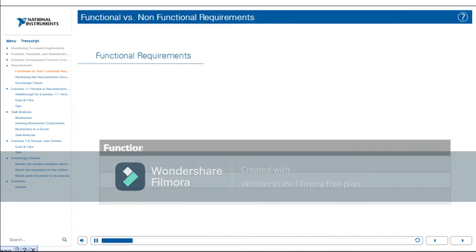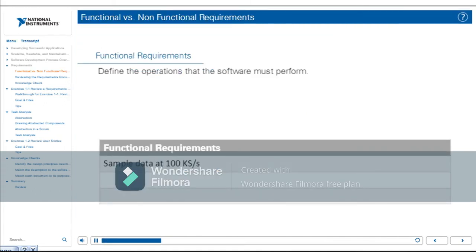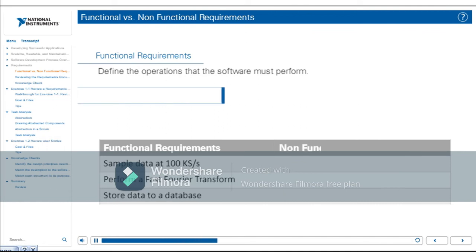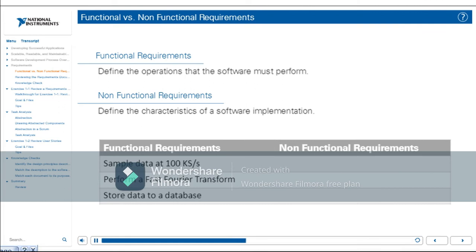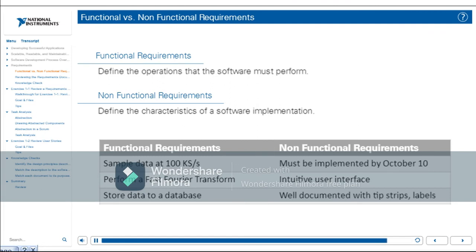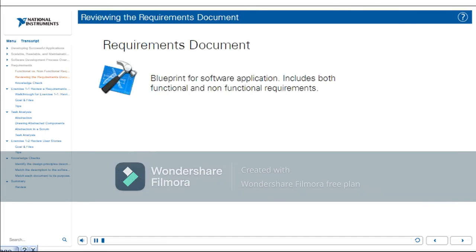Functional requirements define the operations the software must perform for a successful application. Non-functional requirements define the characteristics of a software implementation and are generally vague and more subjective. Examples of non-functional requirements include implementation date and user interface details. A requirements document is a blueprint for the software application and includes both the functional and non-functional requirements.